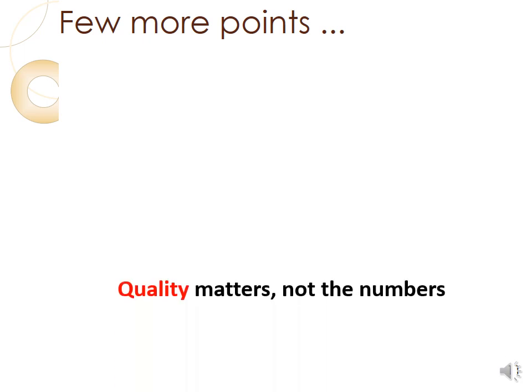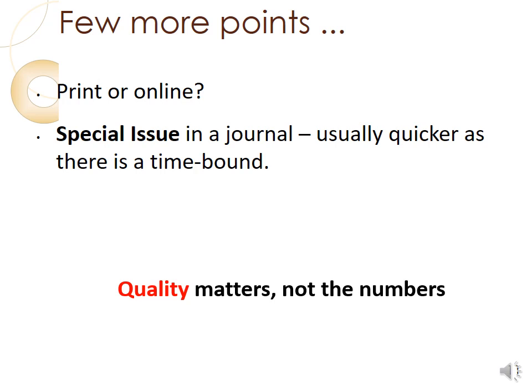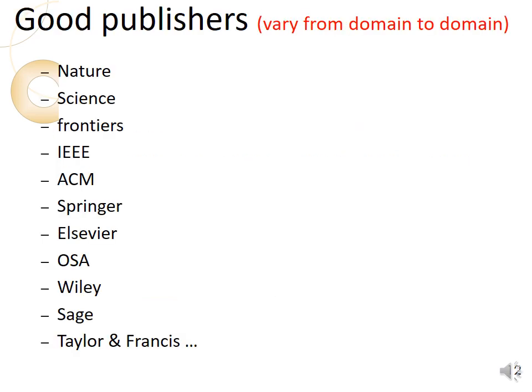A few more points: quality matters, not the numbers. Print or online doesn't matter because there are many online journals. I know that in some countries, some universities or some people prefer print only, but as I mentioned before, online is not a problem. Special issue in a journal: you will find that many journals publish special issues on a specific topic by some guest editors, and usually these are quicker. Of course, it will vary from domain to domain, but what I mentioned here, these are all good and trustworthy publishers and so on. There are a lot more, but I did not add all.